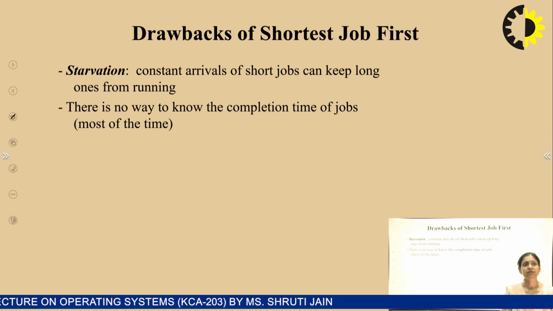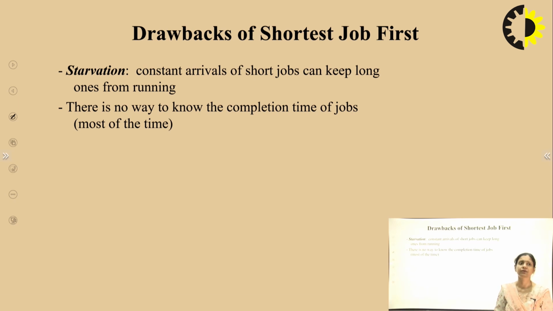Now, drawbacks of shortest job first: we can have the problem of starvation, where the constant arrival of short jobs with less burst time can keep longer ones from running. And the other one is that there is no way to know the completion time of the job.